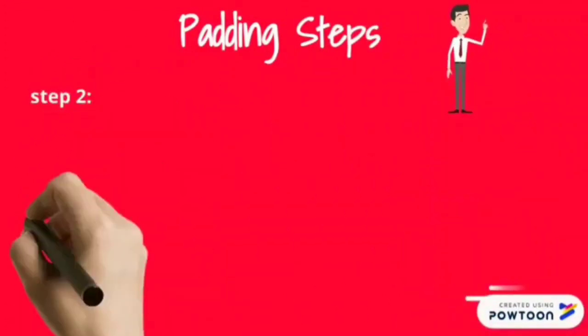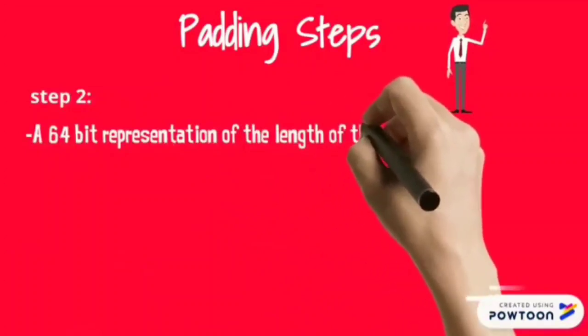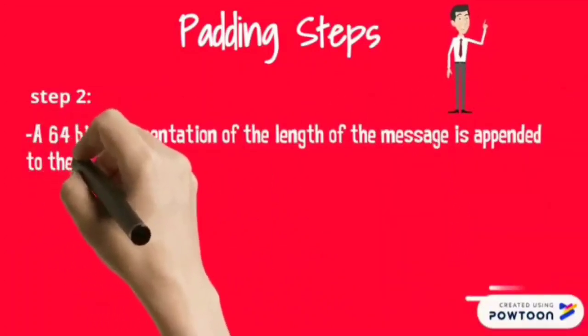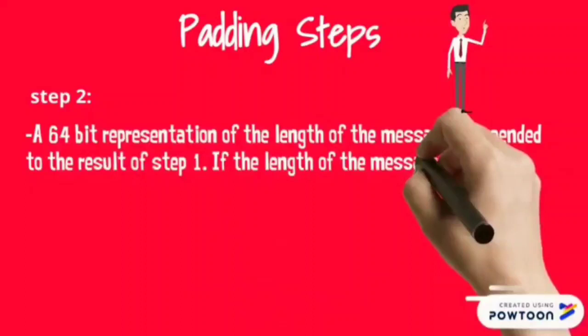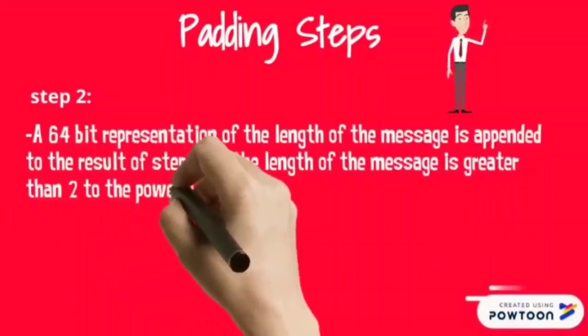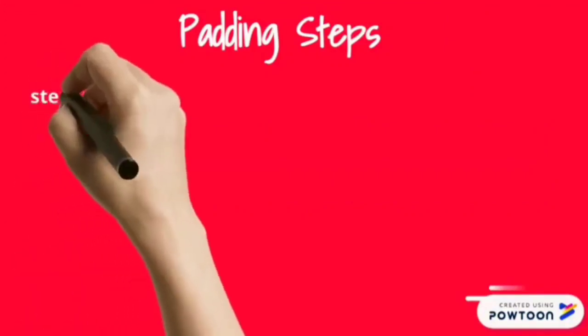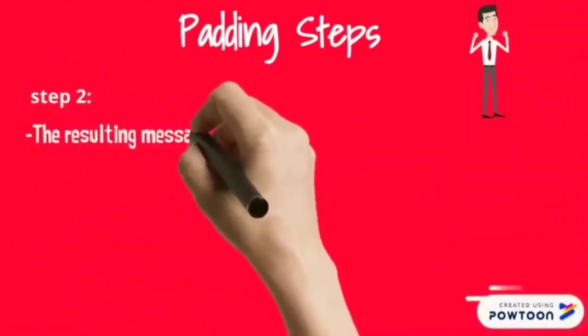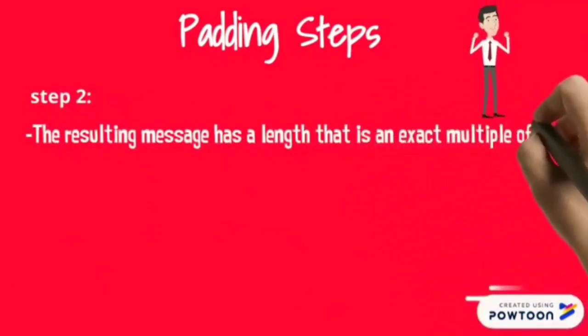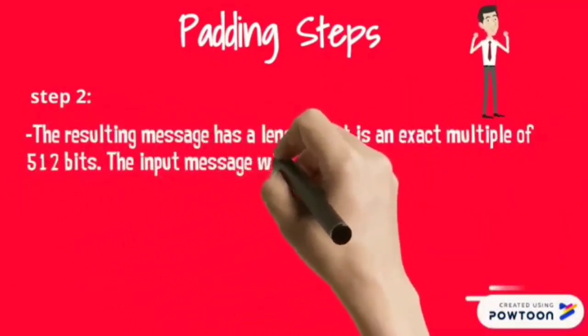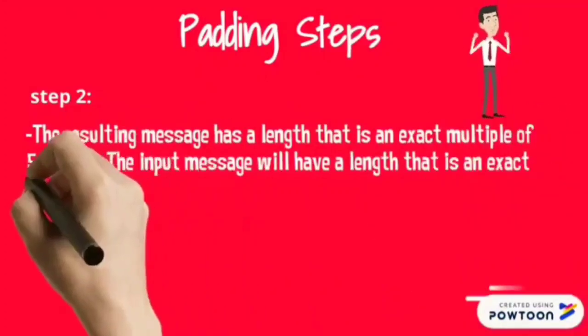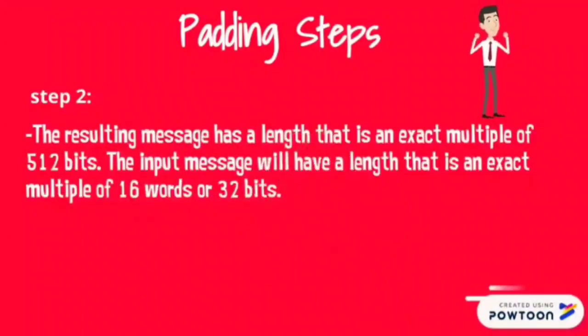For the second step, a 64-bit representation of the length of the message is appended to the result of the first step. If the length of the message is greater than 2 to the power of 64, only the low-order 64 bits will be used. The resulting message, after padding with bits, has a length that is an exact multiple of 512 bits. The input message will have a length that is an exact multiple of 16 words, or 32 bits.